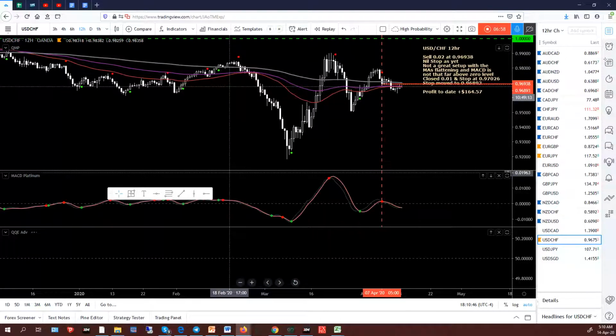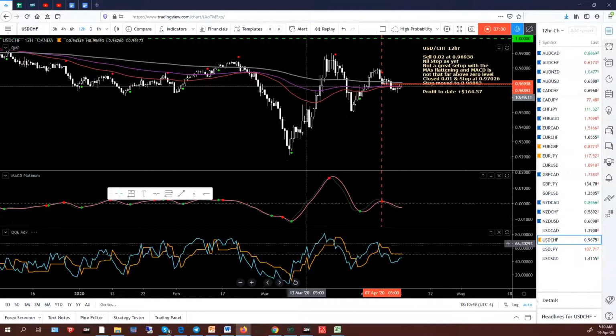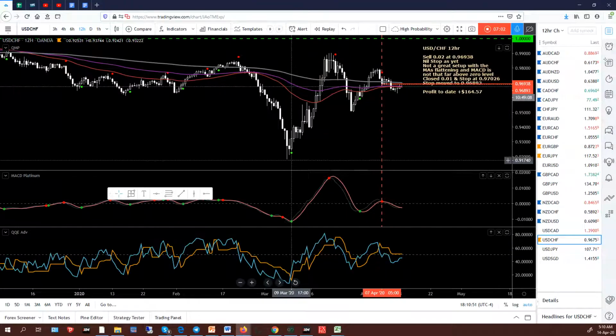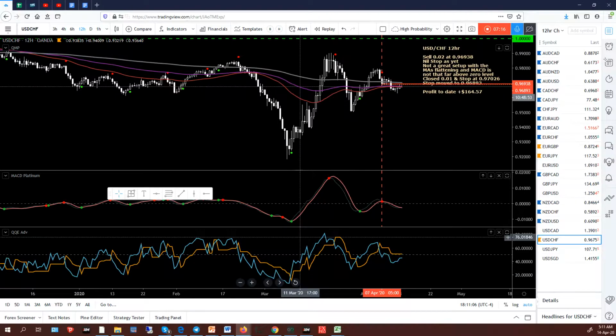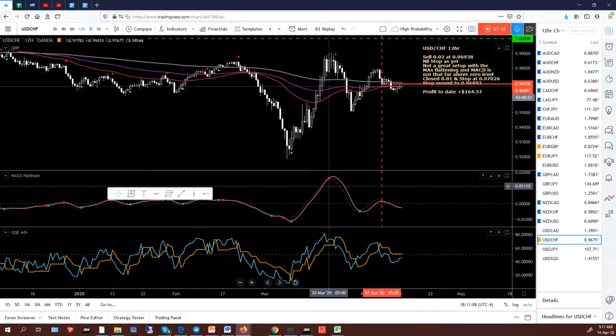So we'll look at this green dot down here. There's a green dot on the MACD Platinum, and there was a cross between that blue and orange line on the QQE Advance, all at the same time, hence it's all on the same candle. Let's see if I can find one that didn't happen. Here we go. Look at this.